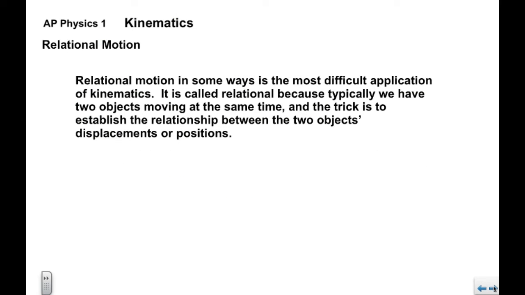Now relational motion in some ways is the most difficult application of kinematics. It's called relational because typically what we have is two objects moving at the same time, and the trick is to establish the relationship between the two objects' positions at some time.